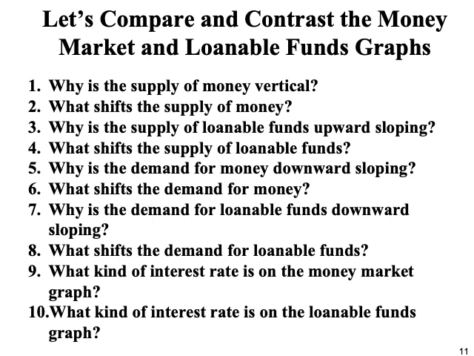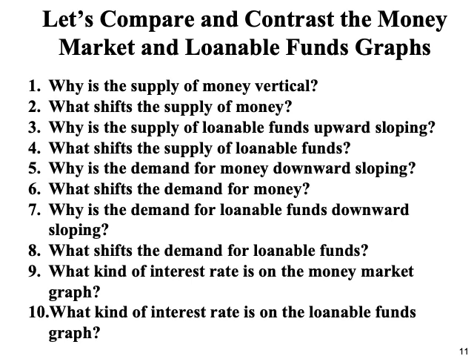Number four, what shifts the supply of loanable funds? Changes in savings behavior of either households, businesses, or foreigners. If they want to save more, the curve will increase to the right. If they want to save less, the curve will decrease to the left.